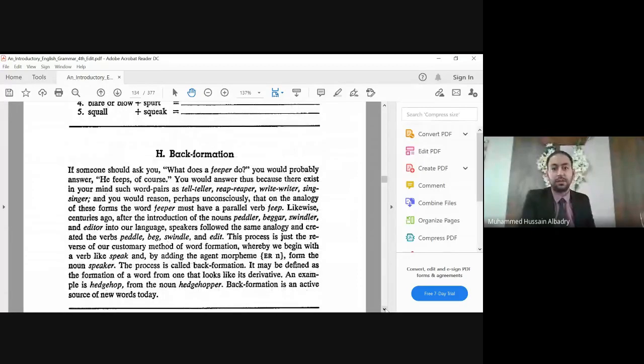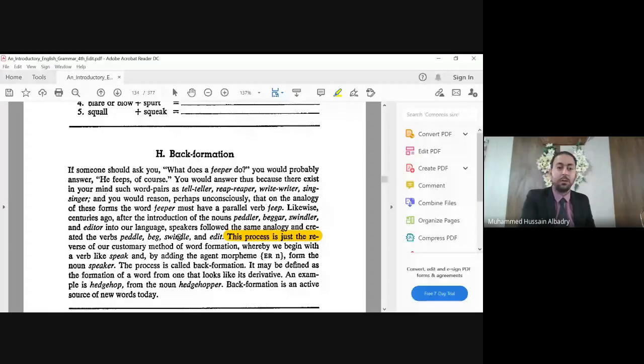This is the definition. This process is just the reverse of our customary method of word formation, whereby we begin with a verb like speak, and by adding the agent morpheme er, for example, teach, teacher, form the noun, for example, speaker. The process is called word back formation. This is the definition, and it may be defined as the formation of a word from one that looks like its derivative.